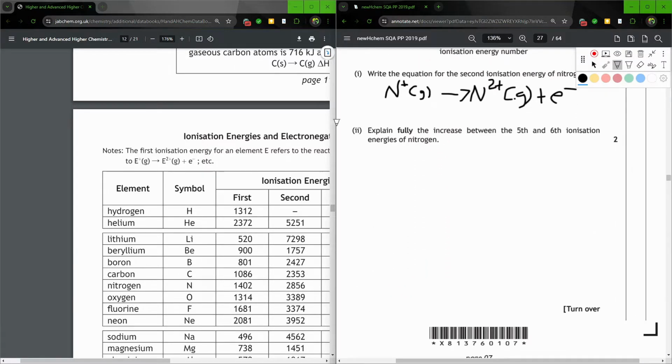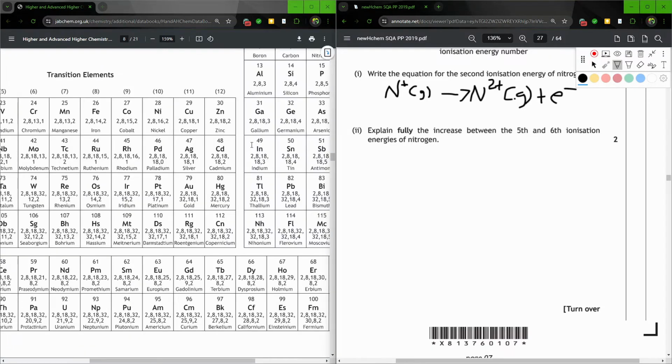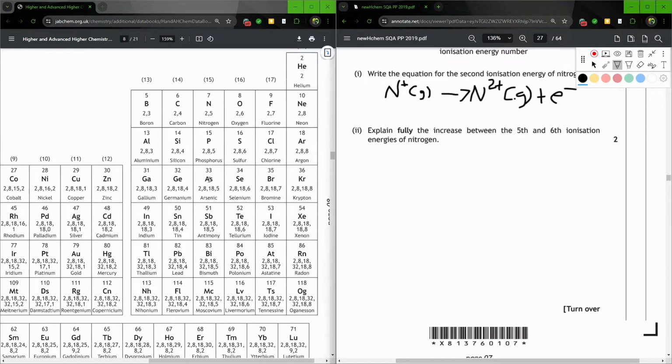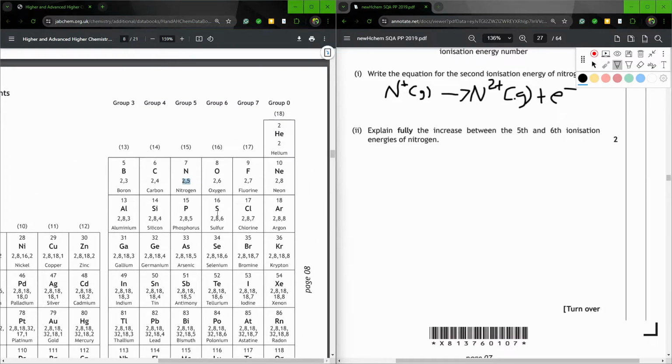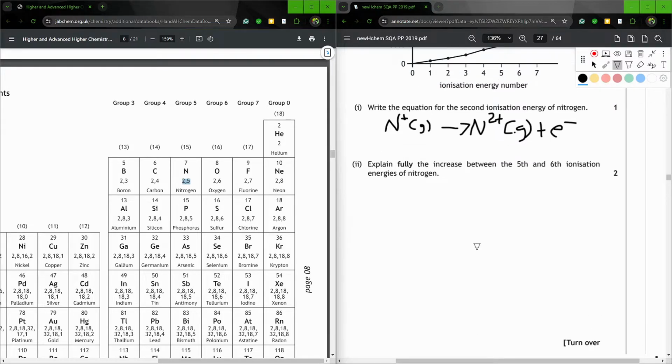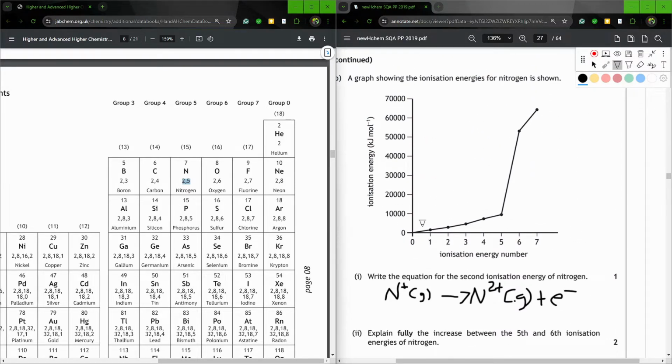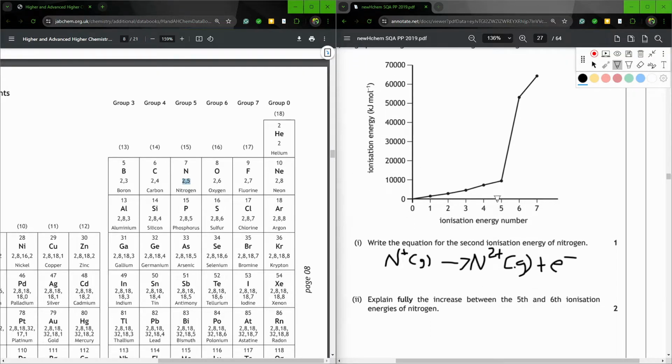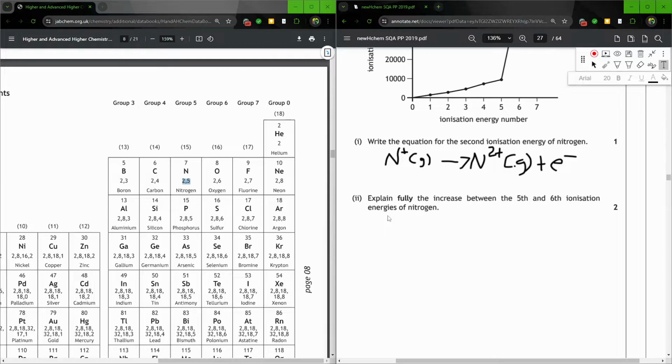We're then going to explain fully the increase between the 5th and 6th ionization energies of nitrogen. So let's go back to our data book. I might just keep this open at this point. Scroll along here. We can find the electron arrangement of nitrogen, and it's 2 and 5, which means the reason that we have this massive increase is that once you knock out 5 electrons, you're going to be taking it from its innermost shell, which is closer to the nucleus and less shielded by inner shells, because there's no inner shells, which means that the ionization energy will be massively higher. And so, yeah, that's exactly what we're going to write.